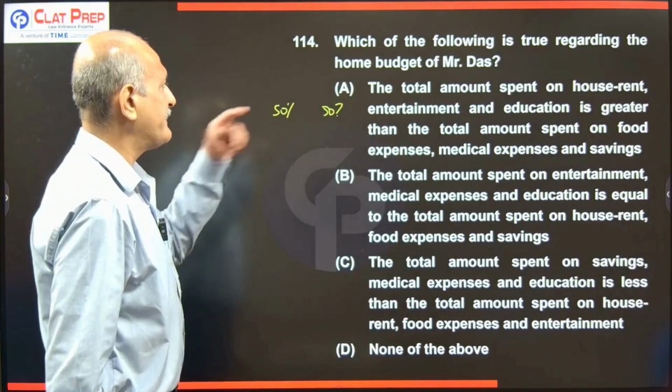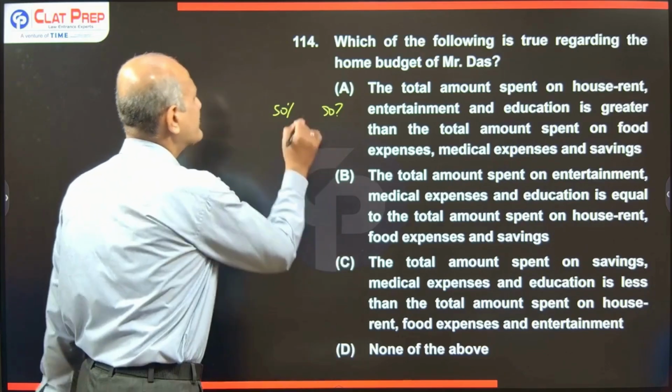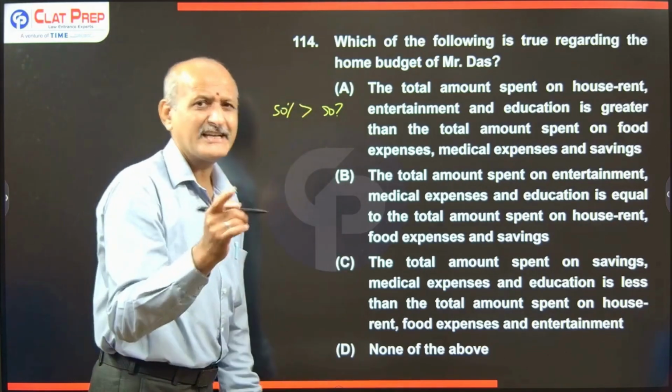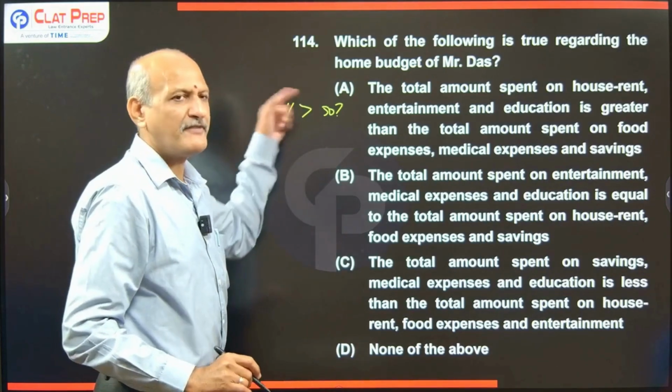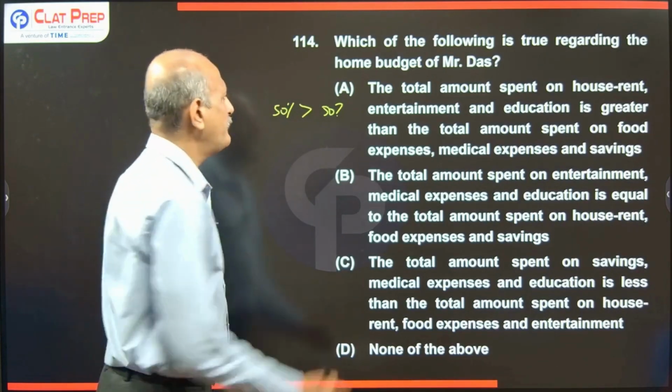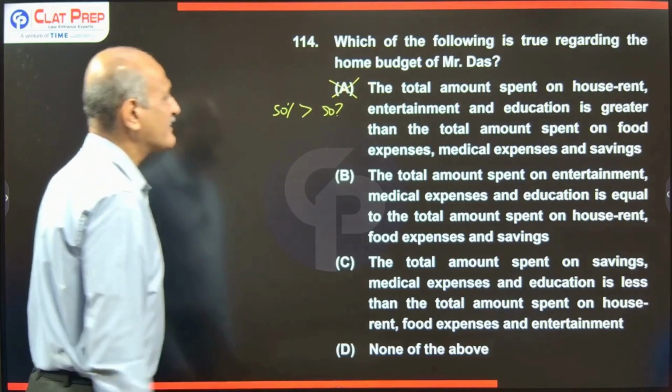Now please see here. He is telling this one, the amount spent on the first 3 categories is greater than the amount spent on the other 3 categories. Is 50% greater than 50%? Definitely no. So this statement is false. Okay, next one, let's see another one.